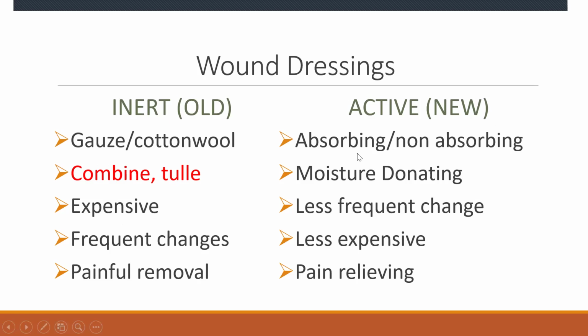The new dressing can be absorbing or non-absorbing, meaning the dressing sometimes absorbs the pus from the wound. And sometimes it is moisture donating. We will mention this part later. What is moisture donation? Because when some wounds are too dry, your dressing needs to provide more moisture. So that is what we call moisture donating.